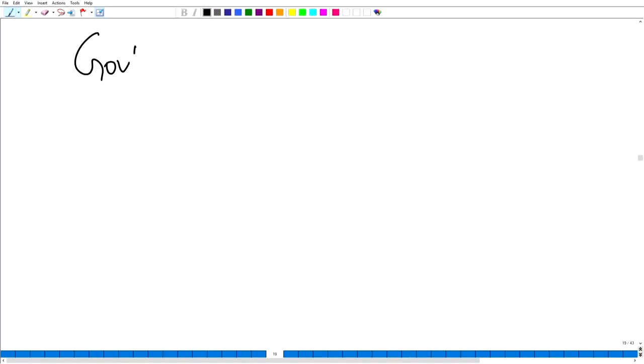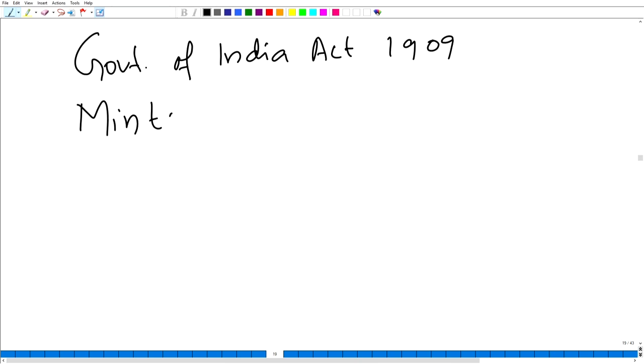Dear students, in this session we will be studying the Government of India Act 1909. It otherwise came to be known as the Minto-Morley reforms.